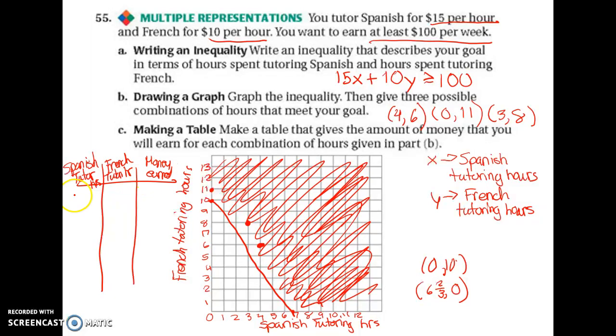So again, we could just put those amounts that we've already done in here with 4 hours and then 6. And if you recall, that's $120 that was earned. If you put 0 hours and 11 for French, that was $110 that was earned. And we can put the dollar symbol here so we don't have to label it there. And you could just continue making this table. That's really it for each of these parts of how to solve this problem.